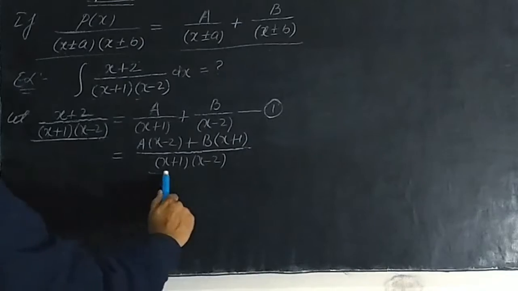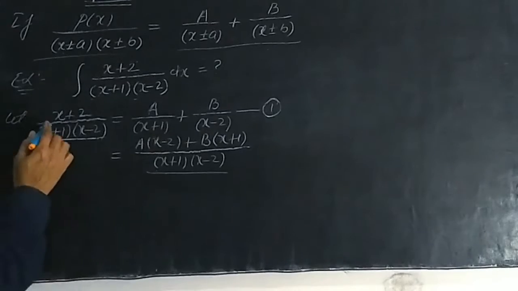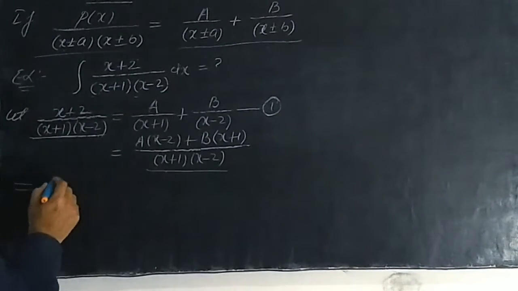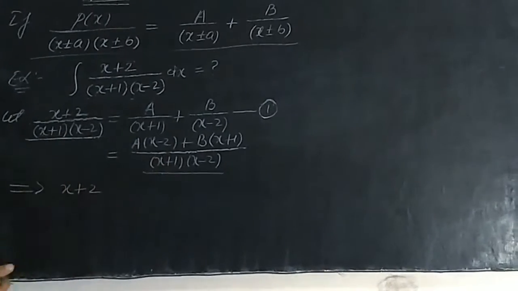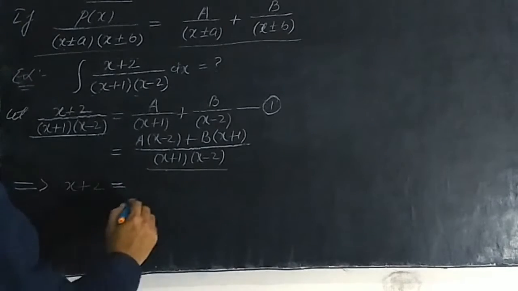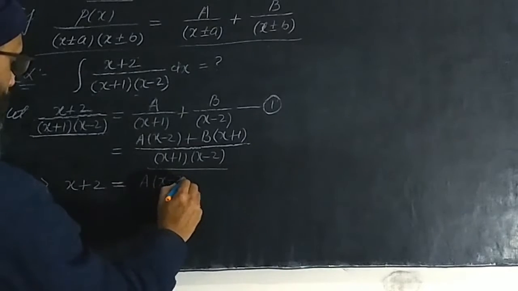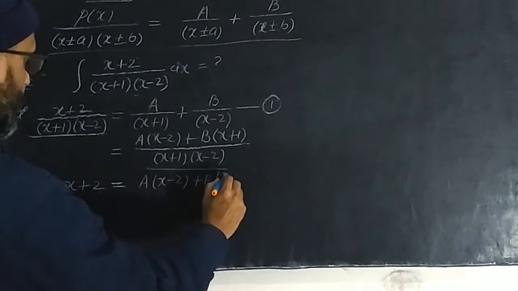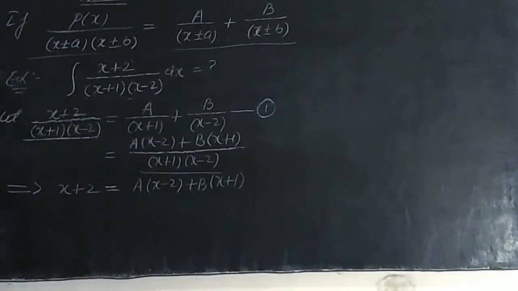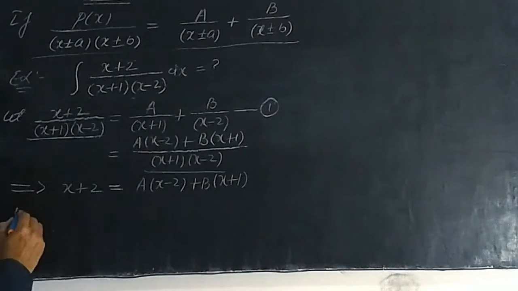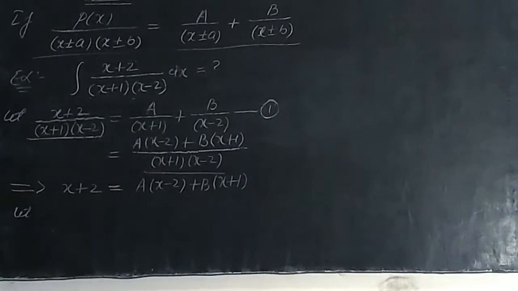Then, since their denominators are identical, their numerators must also be identical. So comparing these two fractions, we have to compare their numerators only, because the denominators are equal. So x + 2 must be equal to a(x - 2) + b(x + 1). Then we substitute a value for x such that either of these two expressions is 0.